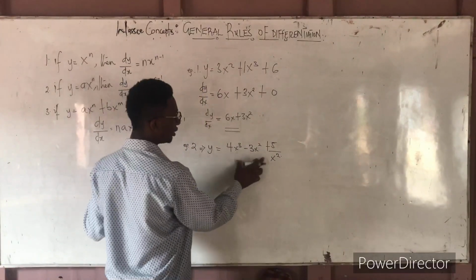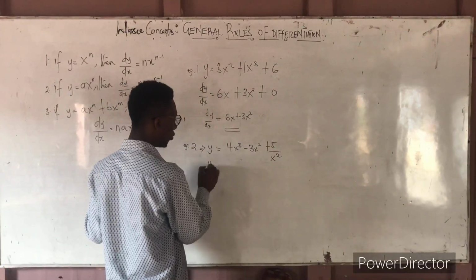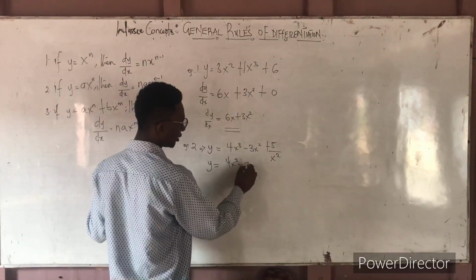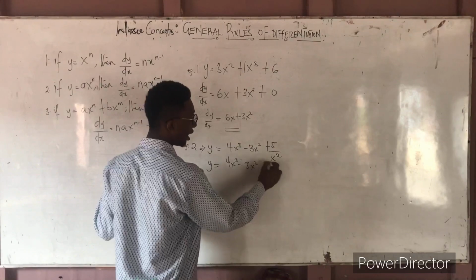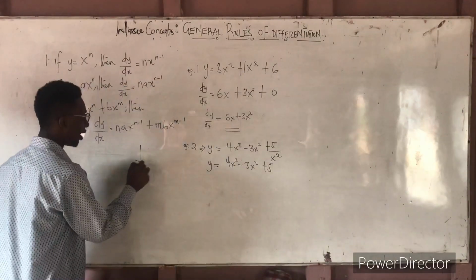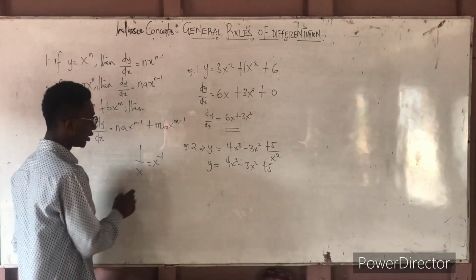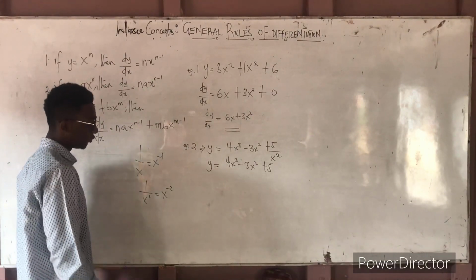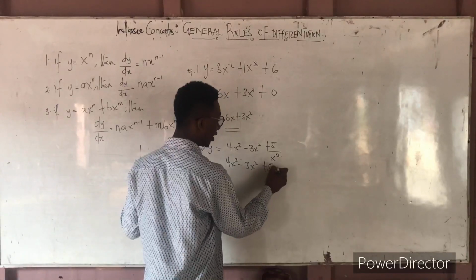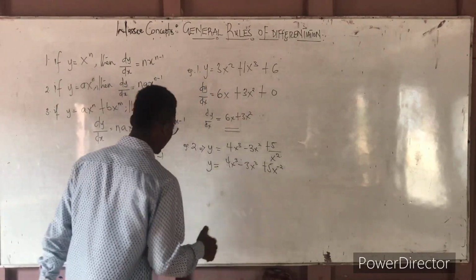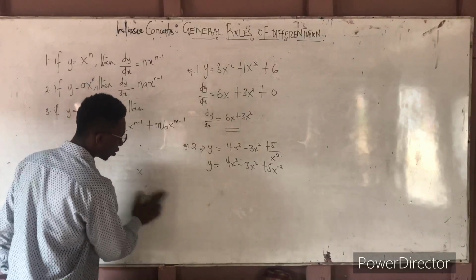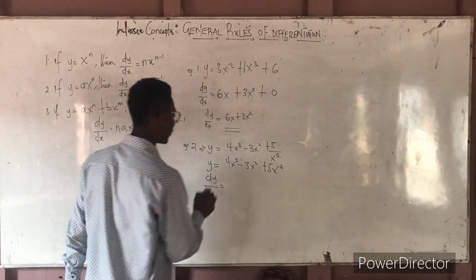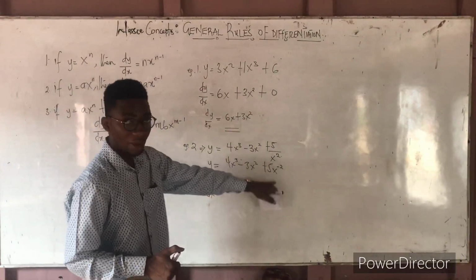Now, you have to differentiate each term. So now we can rewrite this equation as 4x cubed minus 3x squared plus 5. Anytime you have 1 over x squared, it's the same as what? The inverse. So 1 over x squared is the same as x exponent negative 2. So now this becomes 5 times x exponent negative 2.